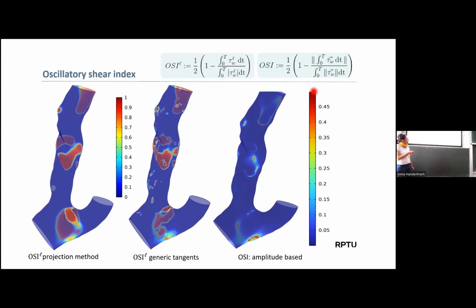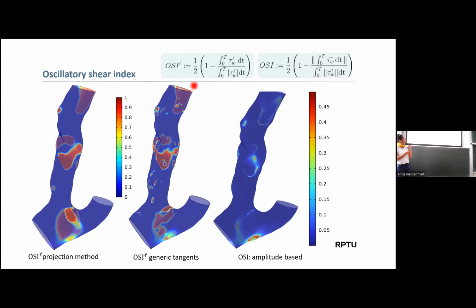And this is the classical OSI version, which takes the norm of the time integral of the shear Walsh stress vector, which has a maximum of 1/2. But imagine that the Walsh stress vector has the opposite sign relative to the flow. Then this is minus, but in the absolute value this is a plus. So you cannot discover this negative Walsh stress in this formula.